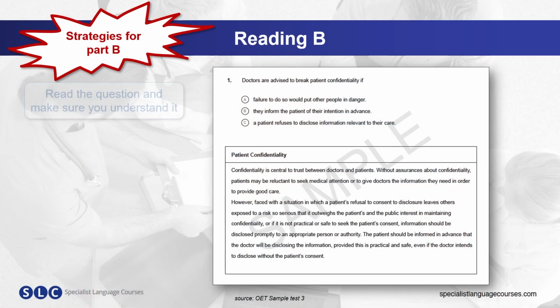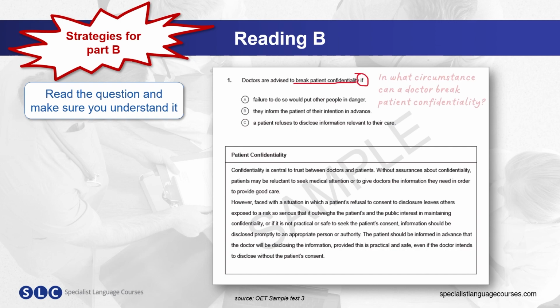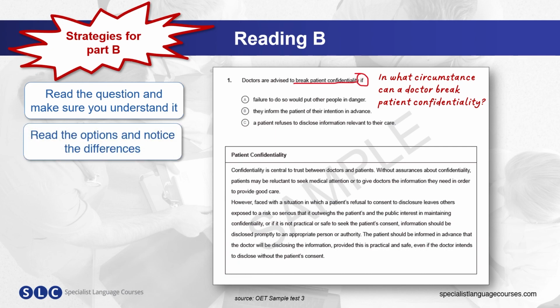Let's take a look at the strategies to use for reading part B. Read the question and make sure you understand it. If it is not a question, think about turning it into one to help you focus. For example, here you could ask, in what circumstance can a doctor break patient confidentiality? Read the options and notice the differences, or you can do this after reading the paragraph if you prefer.